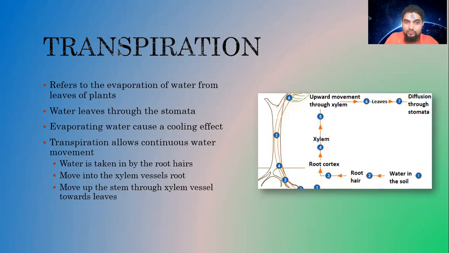Then the water will move up through the xylem vessels in the stem, and it will move towards the leaves. And then when it reaches the leaves, some of the water, or a lot of the water actually, depending on the environmental condition, will be used for photosynthesis. But what happens to the excess water? The stomata opens, and the stomata will let that water come out. So that's transpiration occurring.